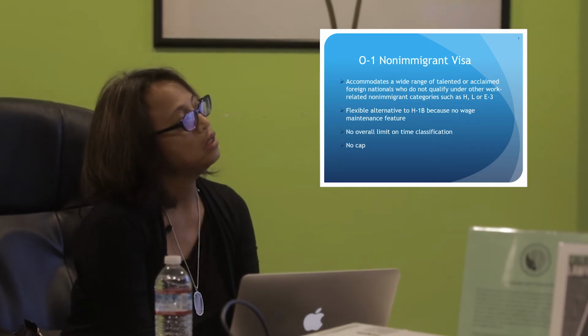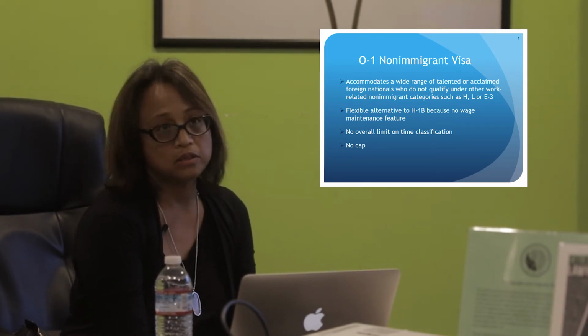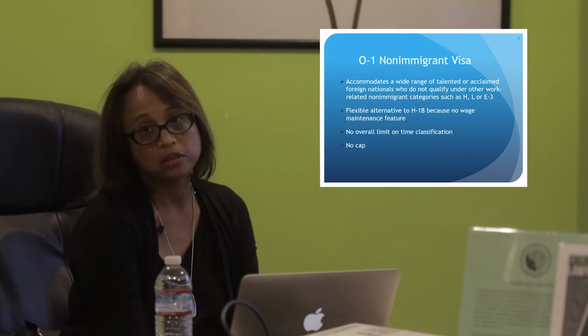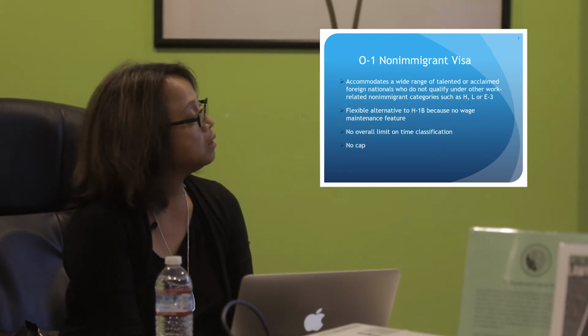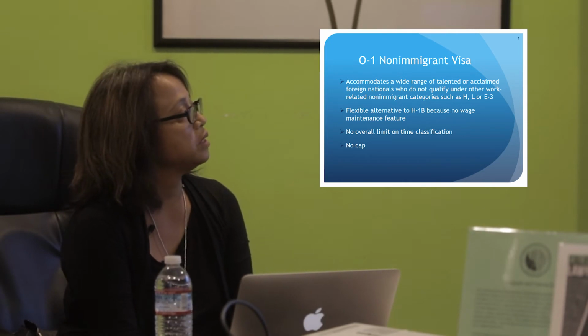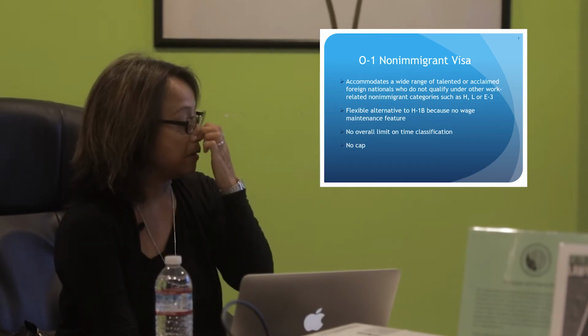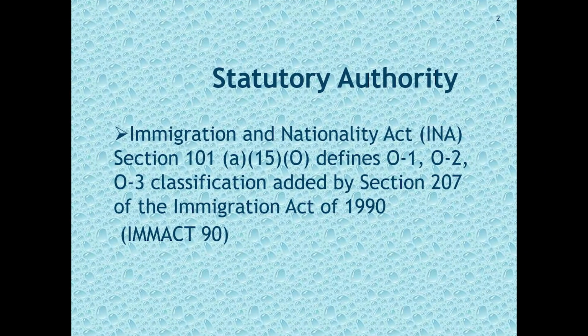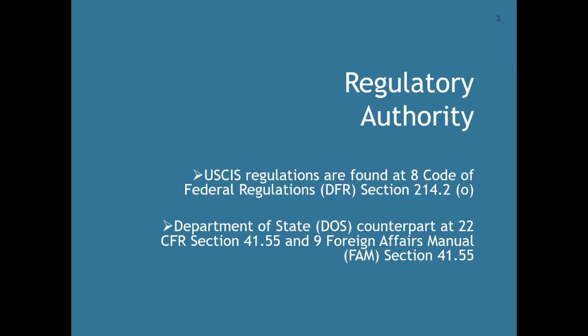With the O visa, you can continually stay in the US indefinitely, as long as you show that you have work, okay? And no cap, meaning there's no limit in terms of the number of O visas they make available. That's just the statutory authority. For some people that's interesting, but that's the section of the law it's in. And then there's the regulatory authority, which is the USCIS, the Code of Federal Regulations, and the Department of State.